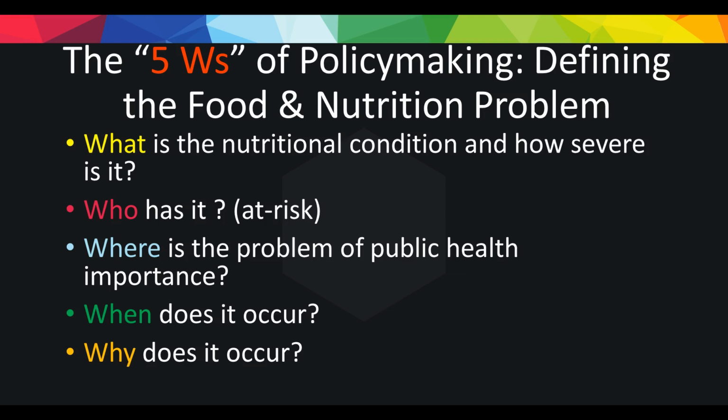Okay. Actually, before seseorang policy maker, they want to develop policy, they always use what we call as the 5 W's of policy making. Okay. The 5 W's ni, they have what, who, where, when, why. And these 5 W's of policy making will define what is the food nutrition problem that we want to tackle, and based on the problem, or based on the food insecurity too, then they have to develop a policy.